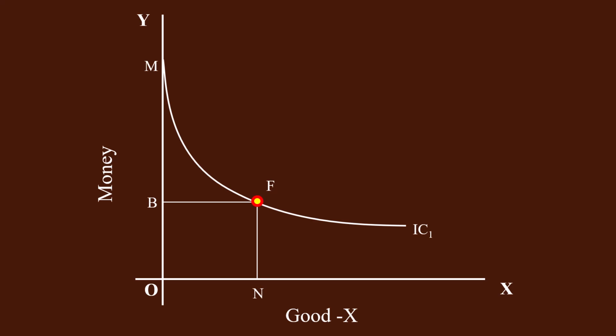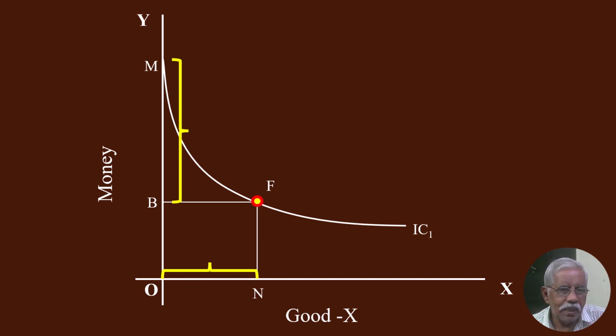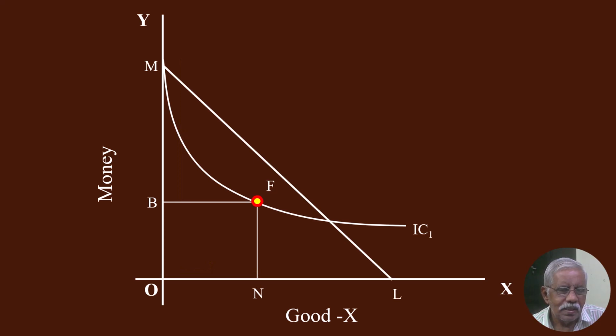We have to understand this from a different angle also. It means to buy N units of good X, he is willing to pay BM units of money. This is very important. After knowing the prices of the two goods, the consumer obtains his budget line. It is ML.